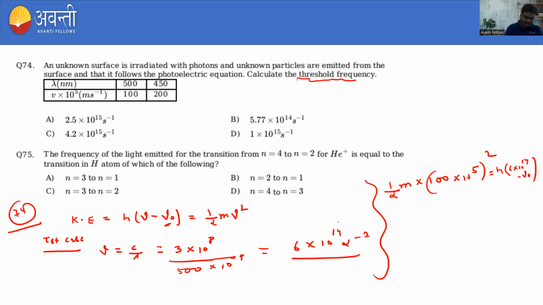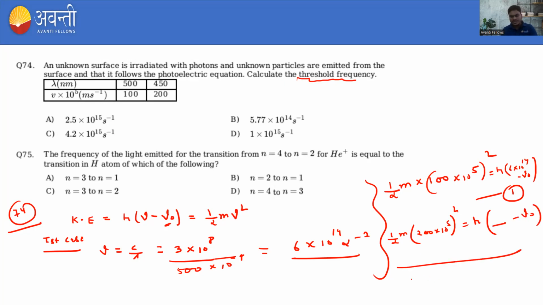On solving the second equation also, we get the same formula: half m, and for v square we can say this is 200 into 10 raised to the power 5, squared. This is h, and there we can also calculate c upon lambda minus v naught. From these two equations we can easily get the value of v naught, which comes out to be 5.77 into 10 raised to the power 14. So this is how we actually calculate it. I hope this is clear to you, how you solved this.